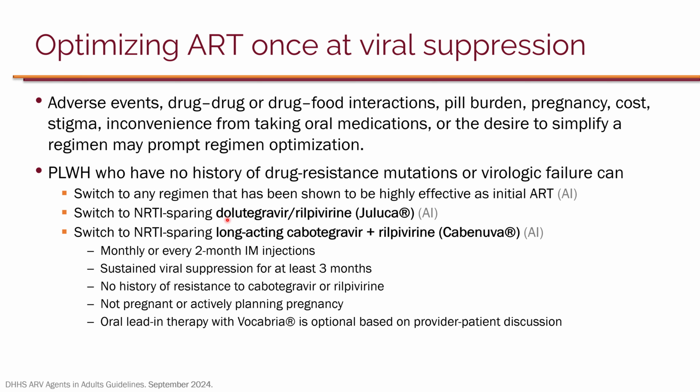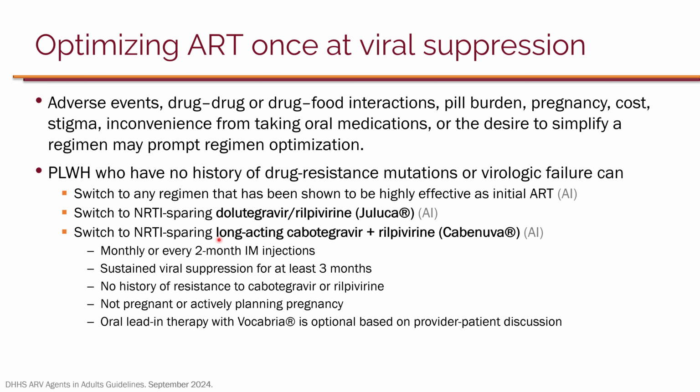One is Juluca, which has dolutegravir and rilpivirine. So this is essentially an integrase inhibitor plus a non-nuke. And because it does not have a nuke, it essentially doesn't have any component that's renally cleared. So when you have patients with renal dysfunction, this becomes a reasonable option, as well as for anybody that needs to avoid toxicities of the nuke agents in general. And by the way, Juluca is an oral agent.